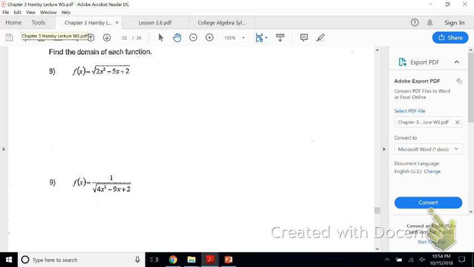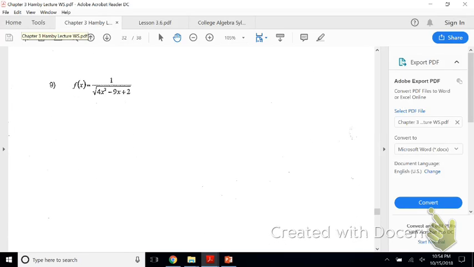Alright, moving on then. Number 9, we have an even root. We got a square root, so we know it's got to be greater than or equal to 0, but it's in the denominator, so it cannot equal 0. So that means that the square root of 4x squared minus 9x plus 2 can only be greater than 0.